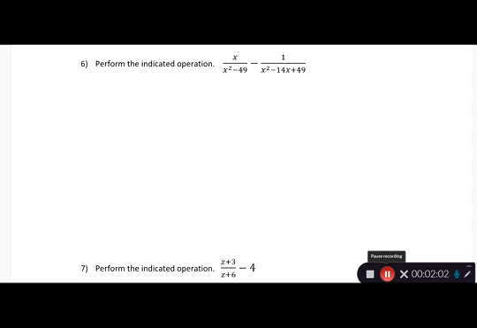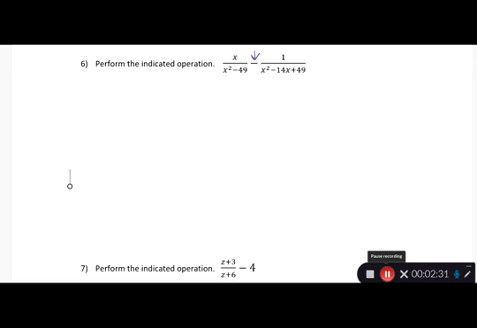Okay, in this video we're going to be working on the test review for test 4. You can see number 6 says perform the indicated operation, and then it has x over x squared minus 49 minus 1 over x squared minus 14x plus 49. So this operation that it's talking about, what we need to be doing is the subtraction in between. So we're saying the first fraction minus the second fraction. That's the operation that we're talking about.